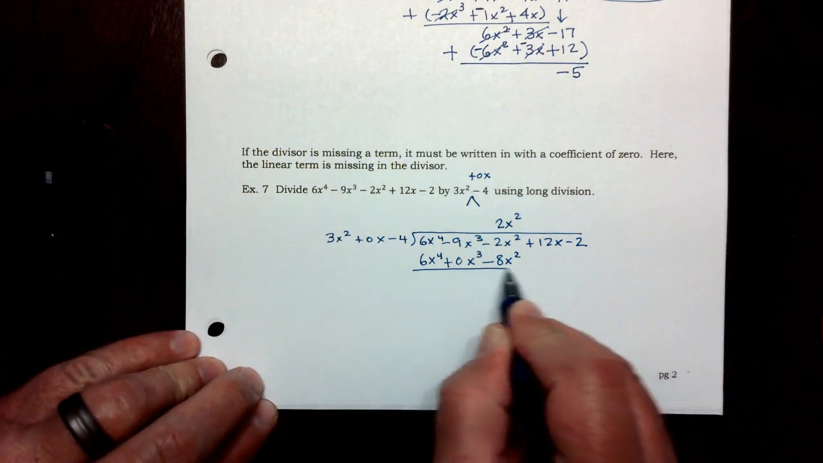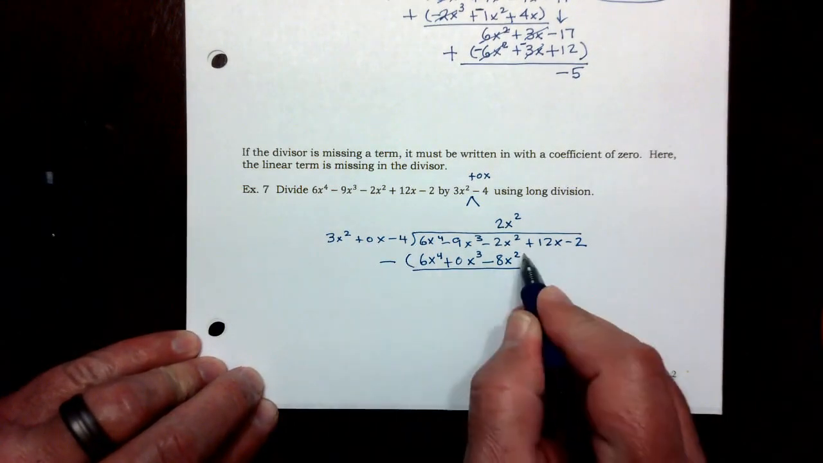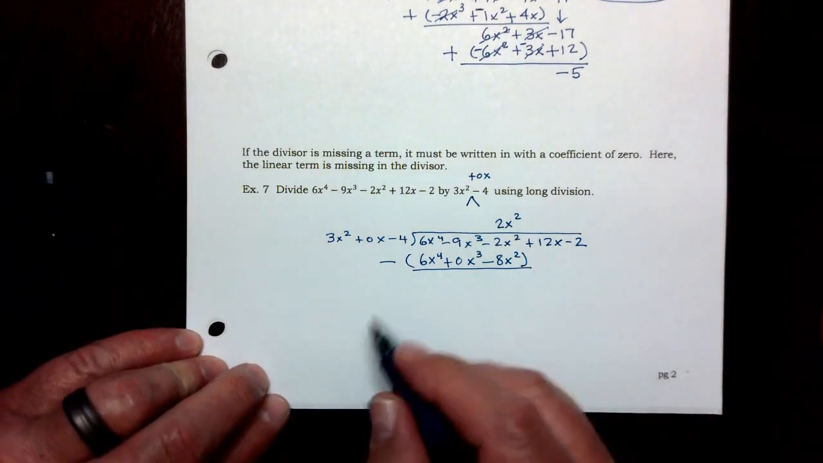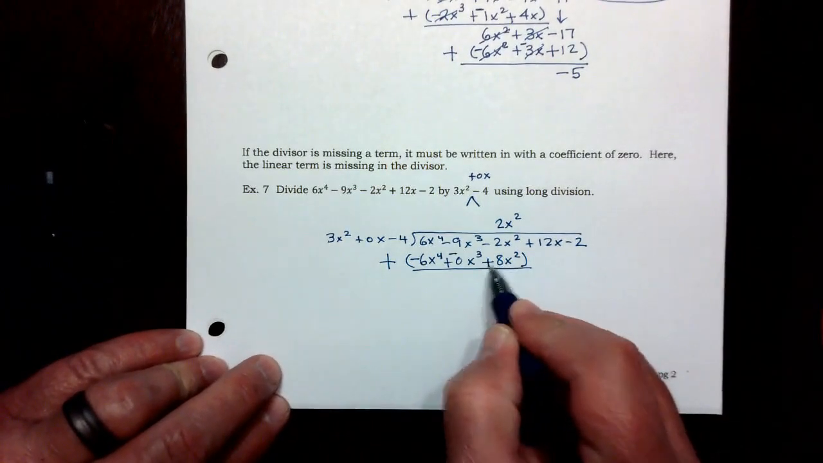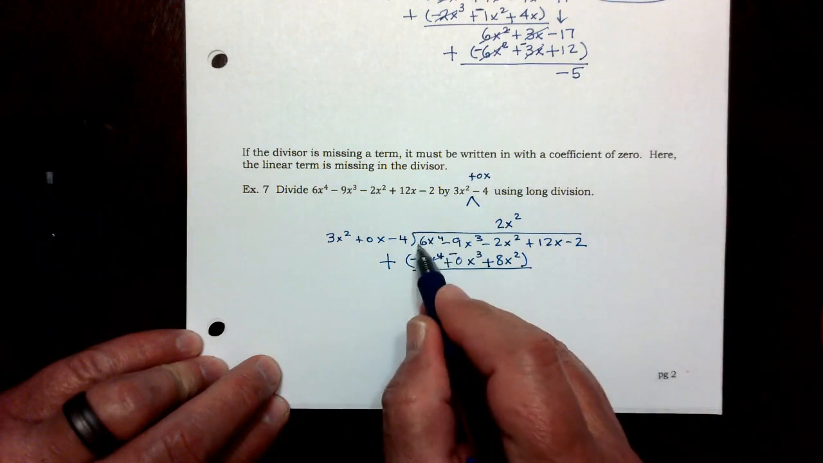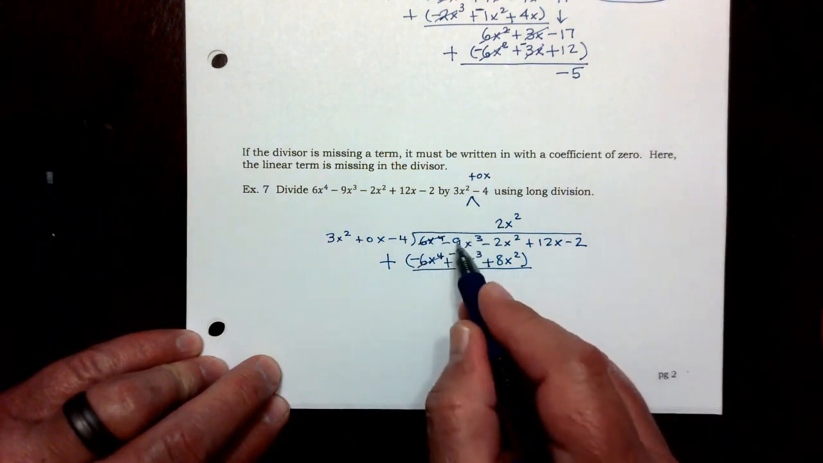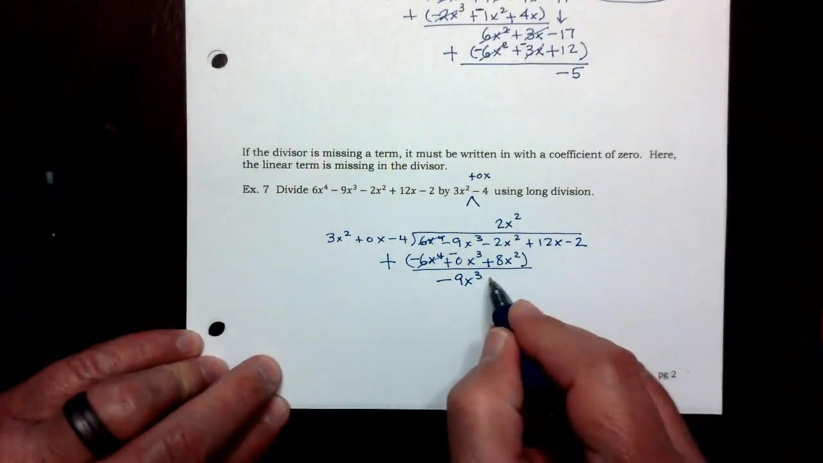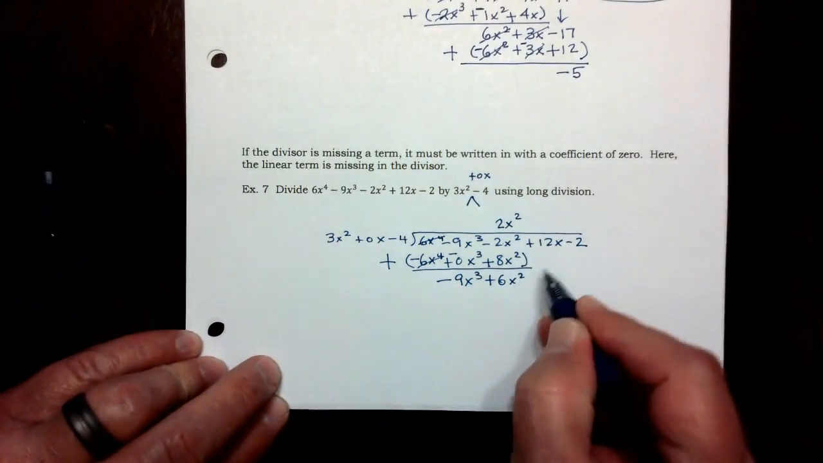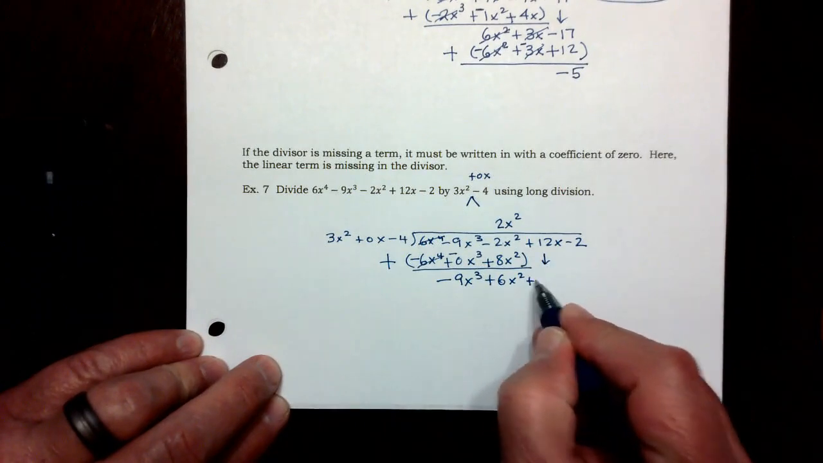All right, now we're going to subtract that expression, and you should change it to adding the opposite. These cancel as expected. You're adding negative 9x cubed and 0. So that's negative 9x cubed. And down here, this adds up to 6x squared, and you bring down the next part of the problem.